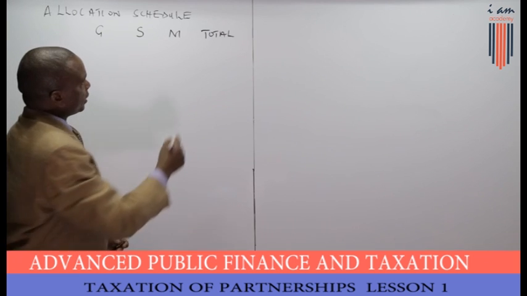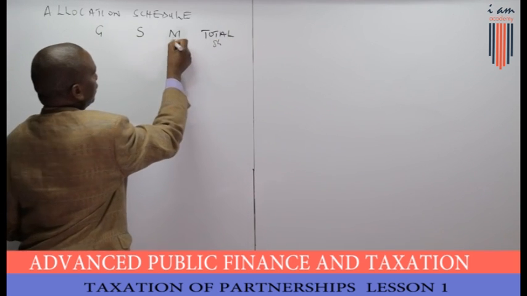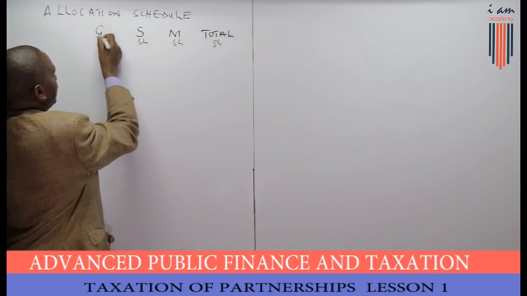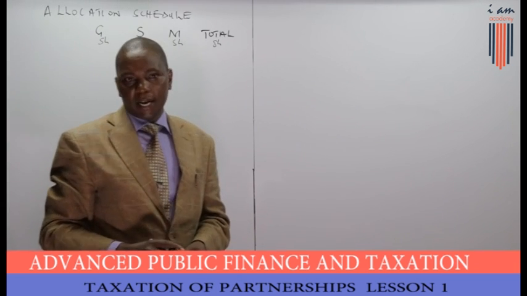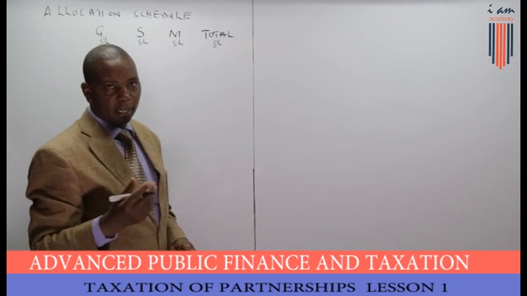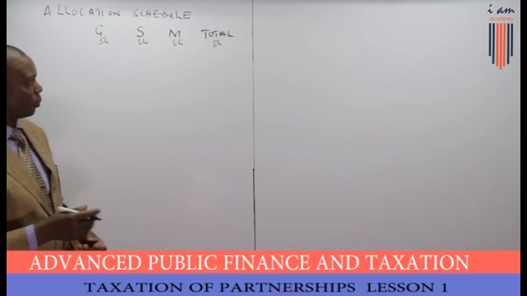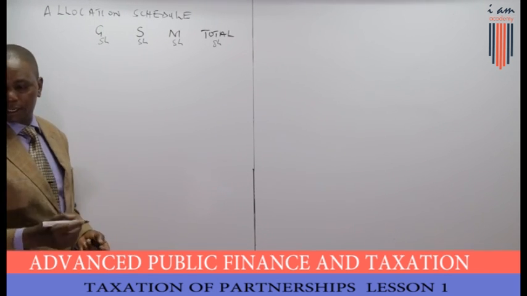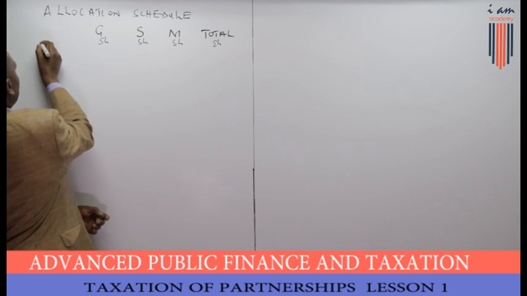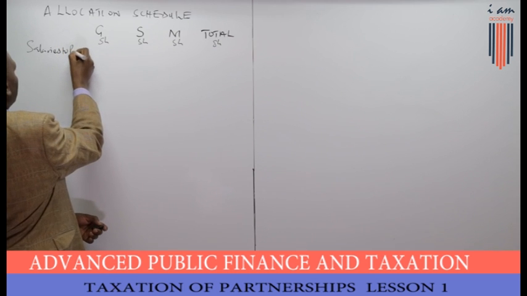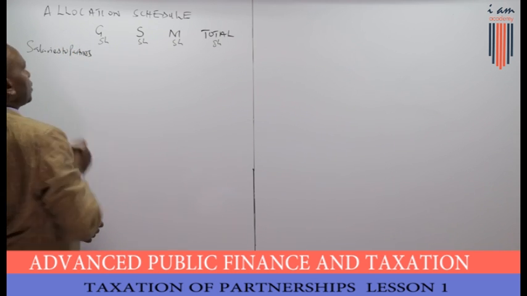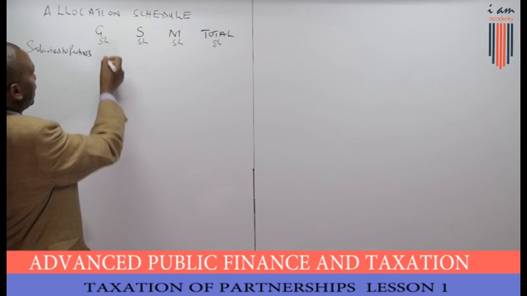Now these amounts, you can indicate that they will be in shillings. Then in that allocation schedule, what shall we include? We shall include, as I have said, salaries to partners. So the first item will be salaries to the partners.